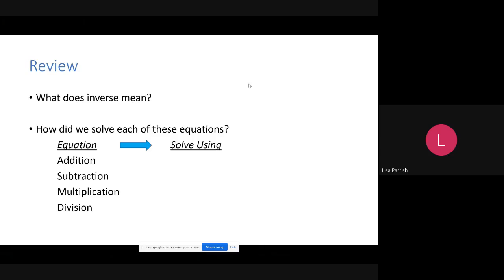All right, so we're going to do a very quick review that will help us feel prepared for today's lesson. If you remember, when we just finished equations, we spent about a week and a half on equations. So just a quick review, we want to talk about what the word inverse means. We've talked about that a lot, and most of the time when I ask that in class, the kids remember what it means. We know inverse means opposite.